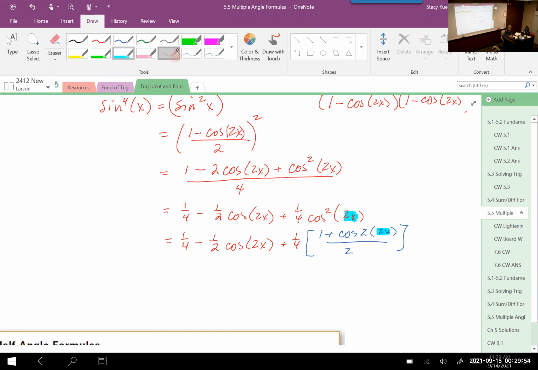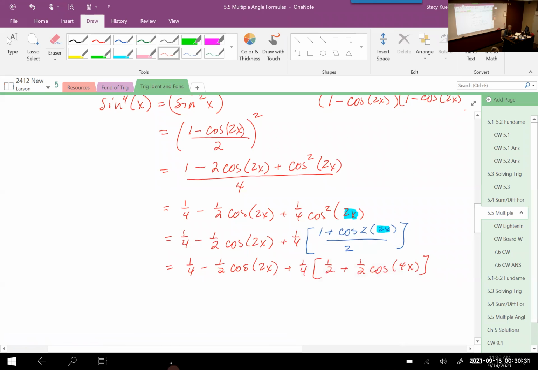Right? Let's simplify from here. So I have 1/4 minus 1/2 cosine 2x plus, and I'm going to leave this 1/4 here and write it as separate fractions. It's easier for me to see. So I have 1/2 plus 1/2 cosine of 4x.